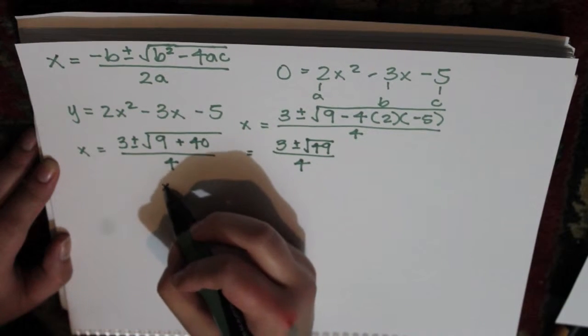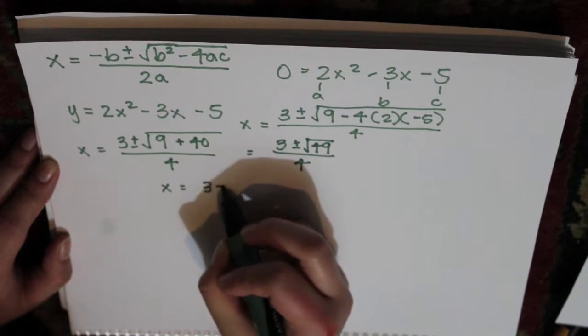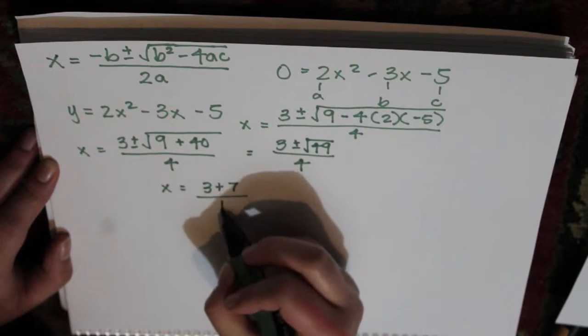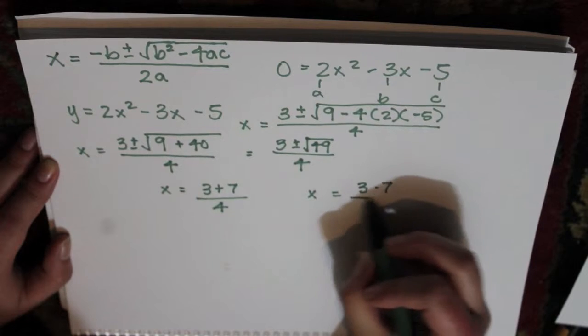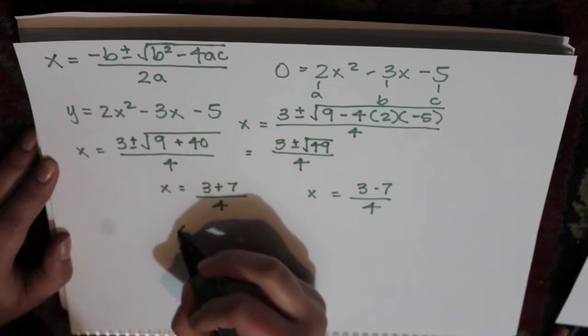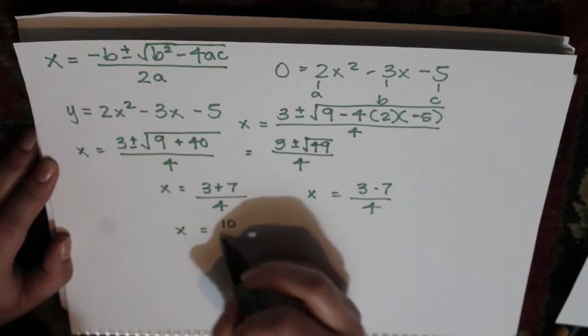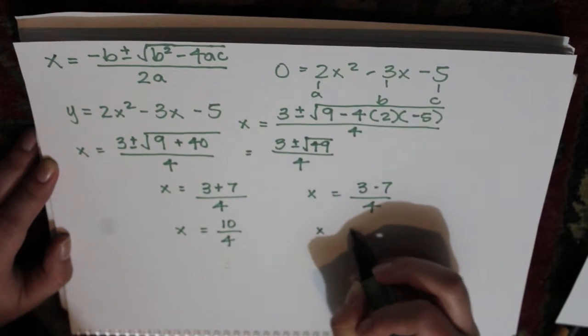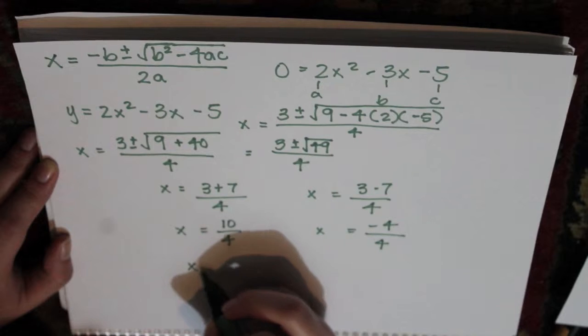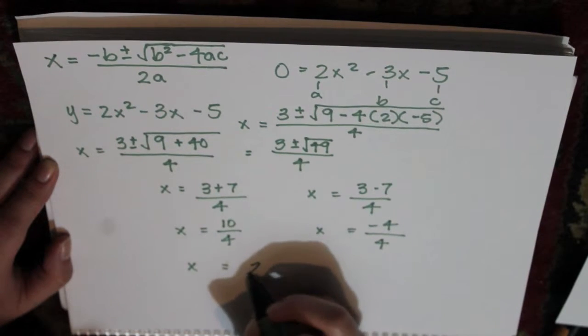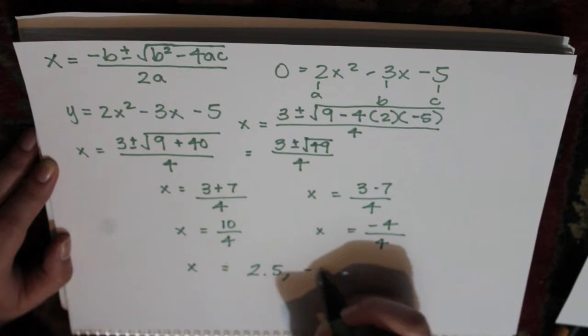And then we can simplify this even further to solve into 3 plus 7 over 4 and 3 minus 7 over 4 because it splits into two different answers we could do to the radical. So you can get x equals 10 over 4 or x equals negative 4 over 4, which will give you the answers 2.5 and negative 1.